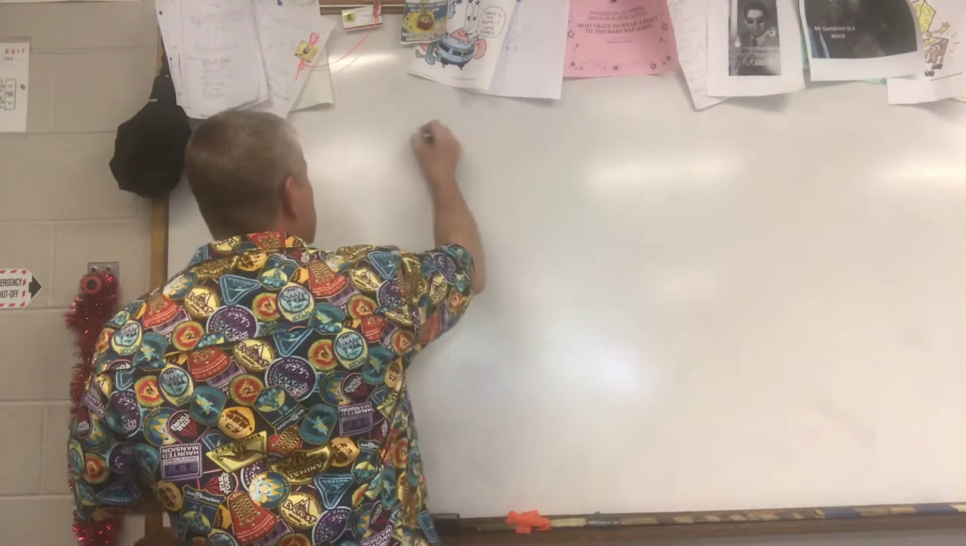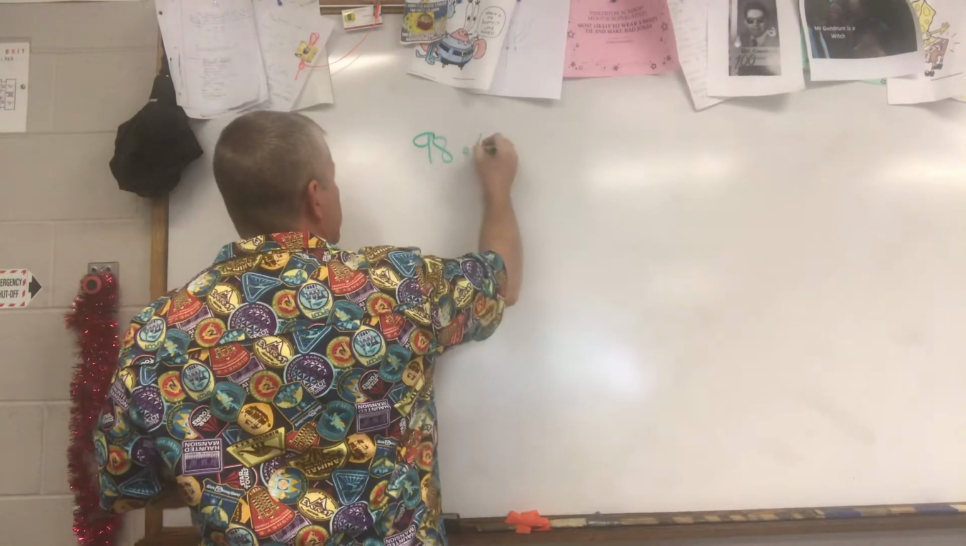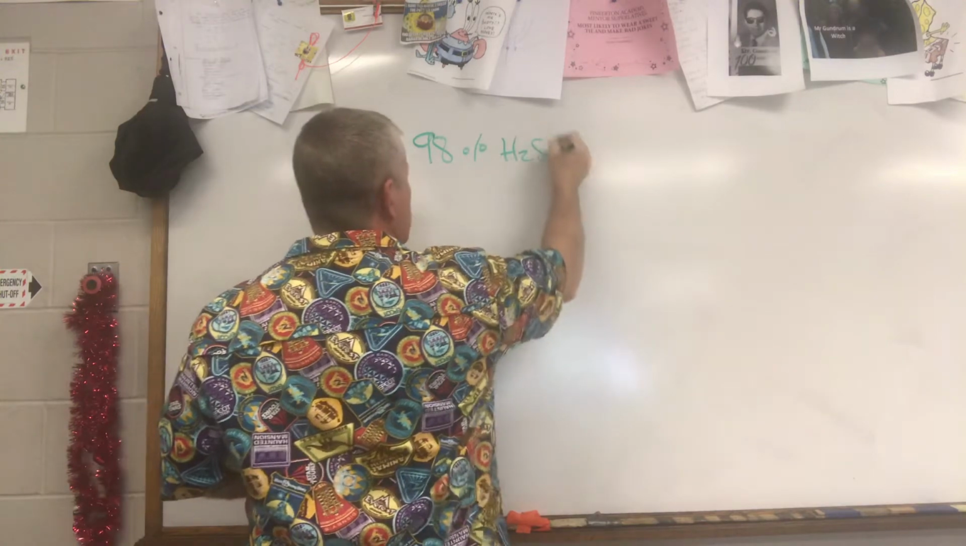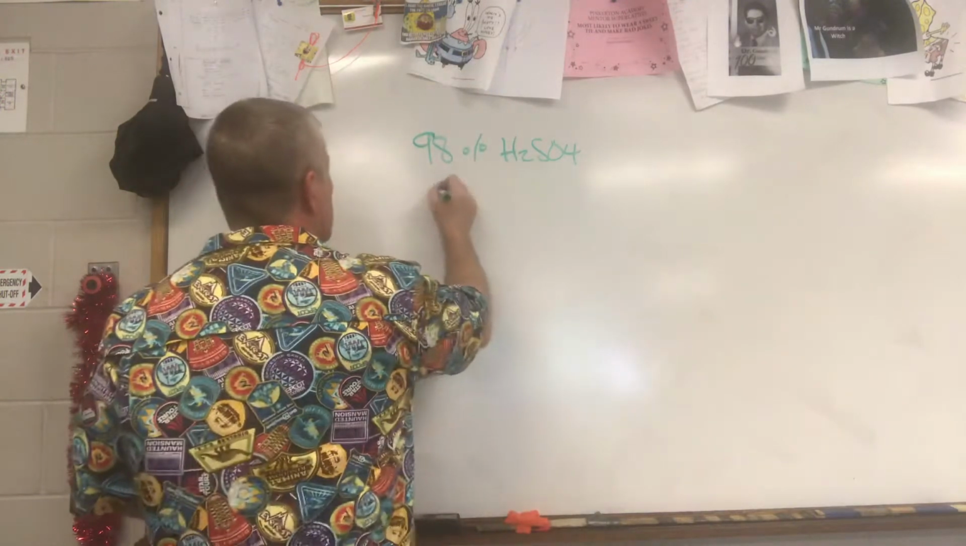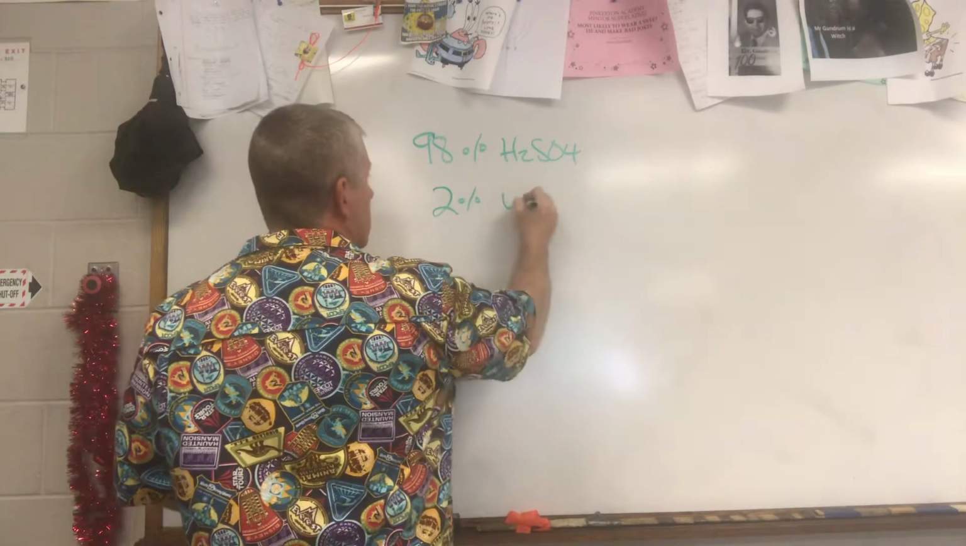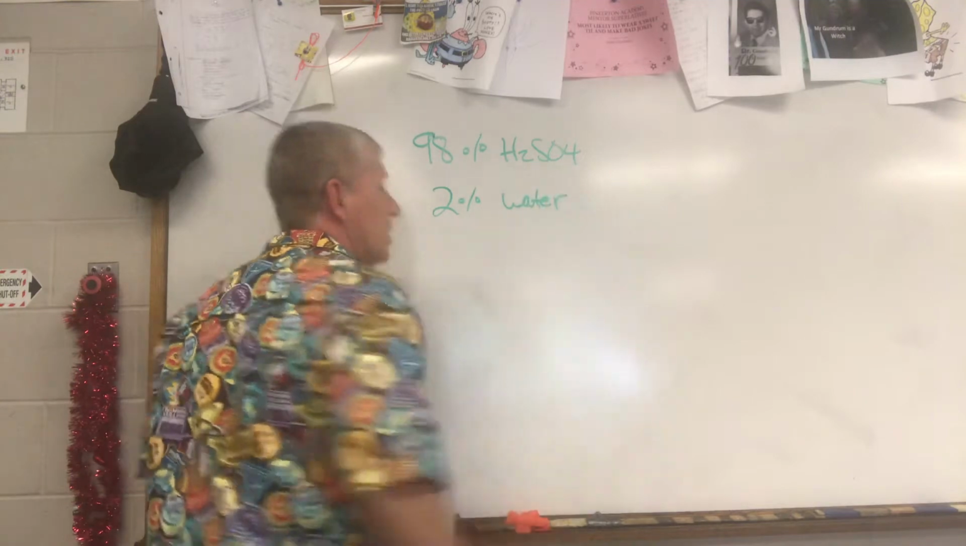Okay, problem 3. Problem 3 is that the concentrated sulfuric acid solution that we use in lab is 98% H2SO4 by mass. Okay, now 98% H2SO4. What's the other 2%? Water. 2% water. Which one's a solute? Which one's a solvent?